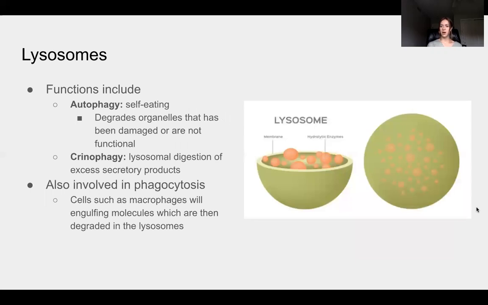So lysosomes, these are like little membrane-enclosed places for digestion or degradation of things within the cell. So the functions include autophagy, which is self-eating. Basically that's when you have organelles that are either damaged or just non-functional for some other reason, and those are degraded within the lysosome. And then crinophagy is lysosomal digestion of excessive secretory products. And these are also involved in phagocytosis. So when you have cells such as macrophages that engulf other molecules, those molecules are then degraded within the lysosomes.